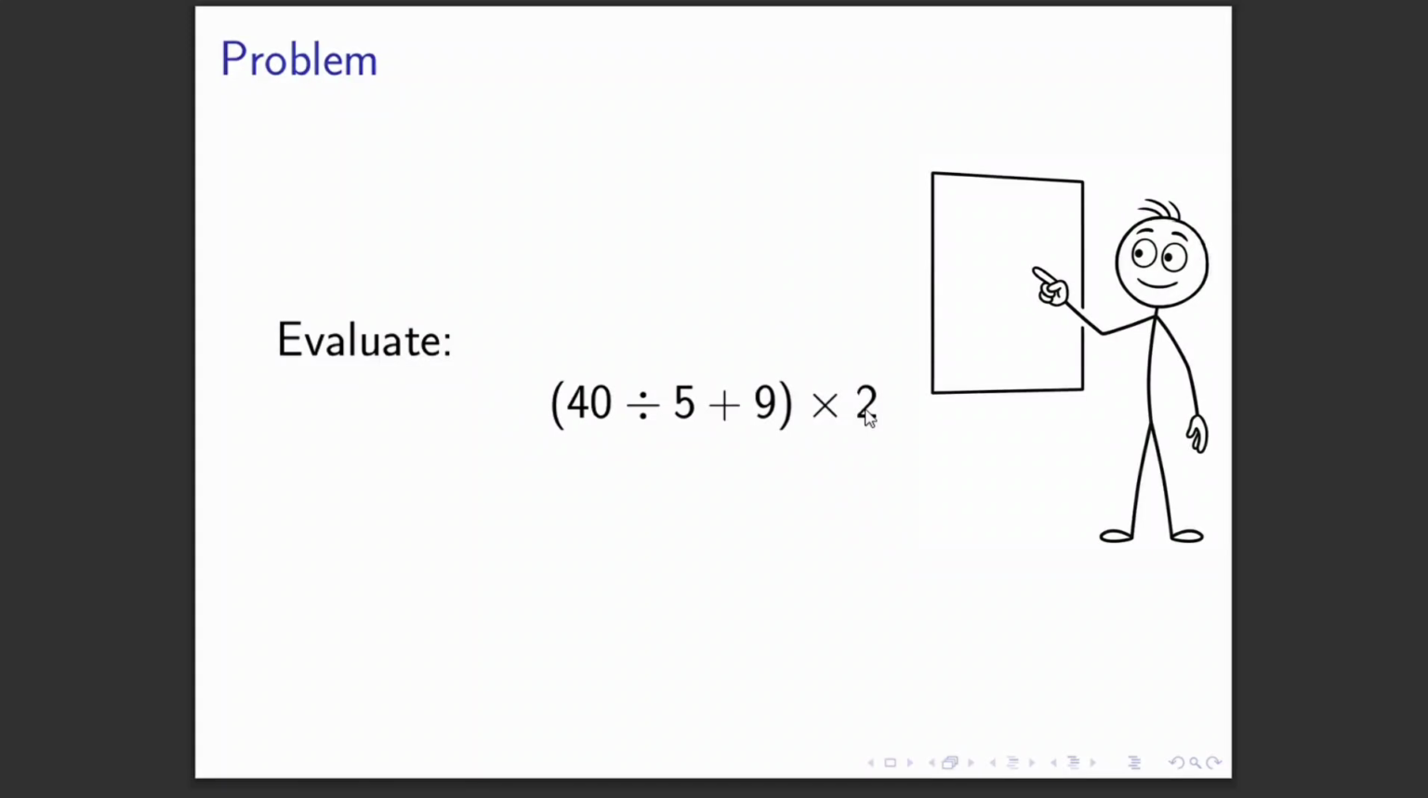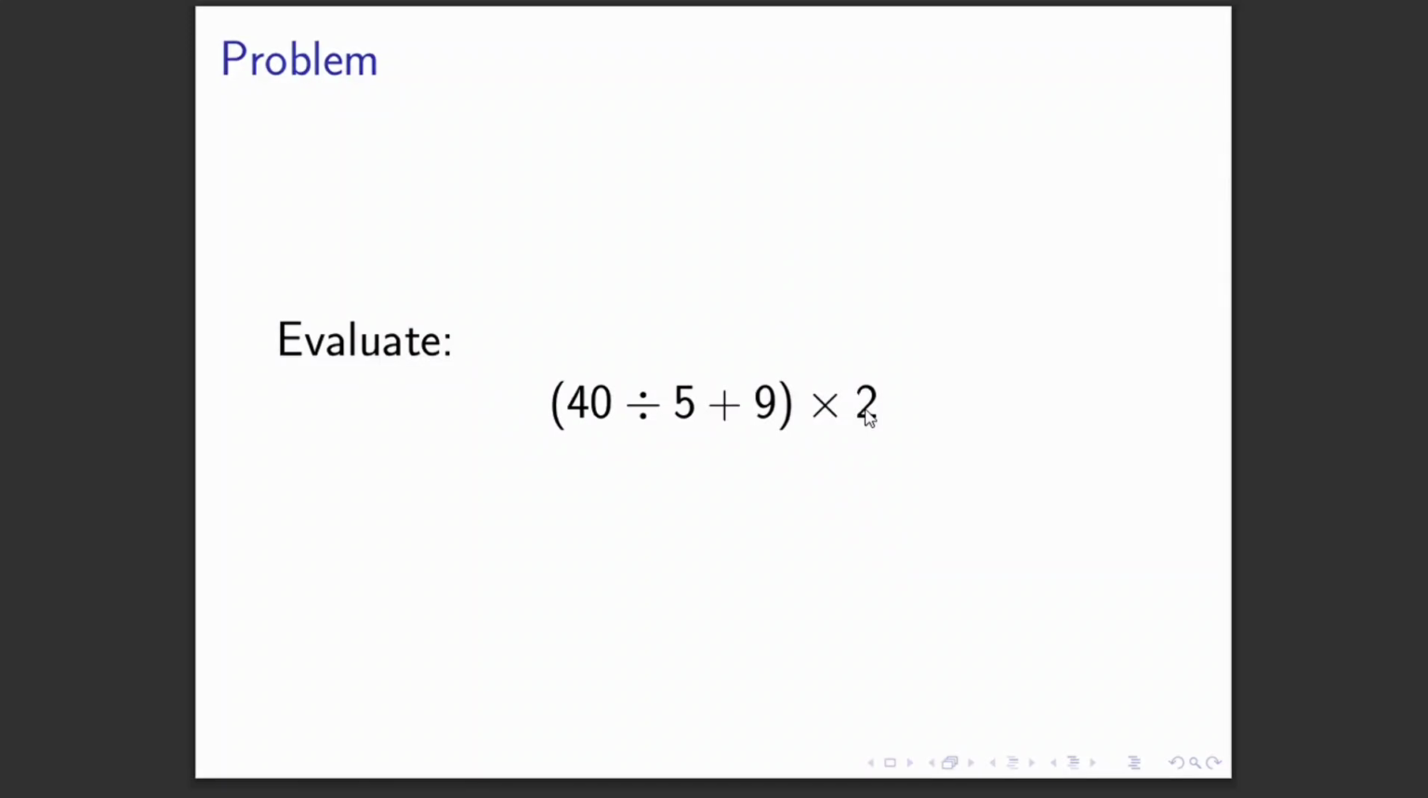Hi everyone, today I'm going to solve this problem and we need to evaluate an expression. The expression is 40 divided by 5 plus 9 multiplied by 2.